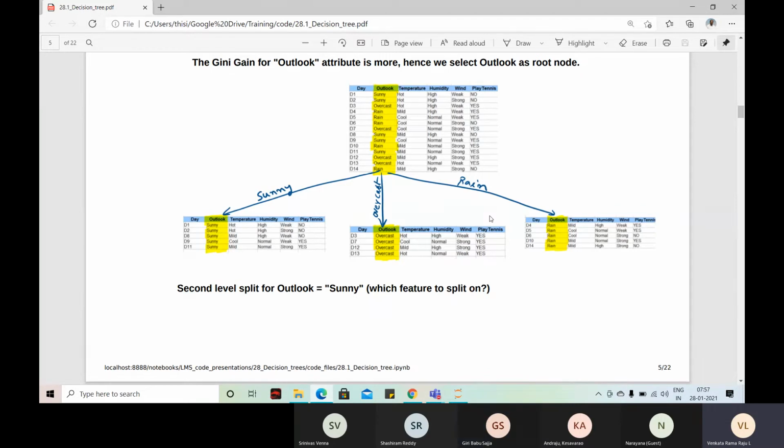So basically, what it means is, if on a certain day the outlook is overcast, definitely they'll play. No need to look at other columns. So the decision is made here. By looking at the train data, it is saying yes. If it is sunny or rainy, we need to look into other columns also. So this is the best column that can make a decision in a single shot, on some kind of records.